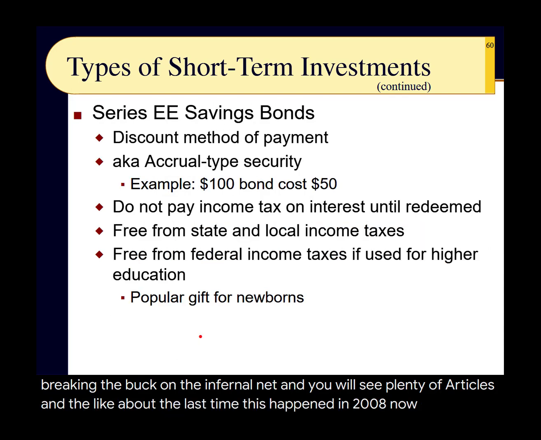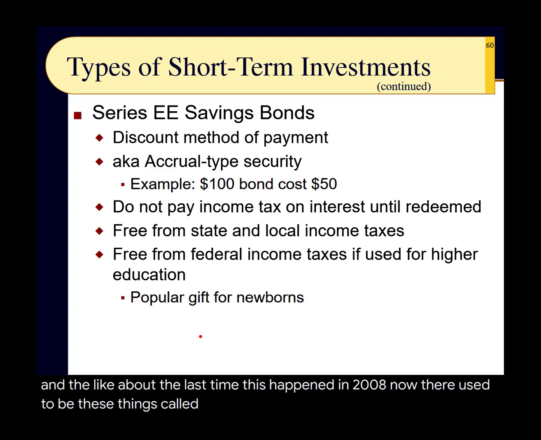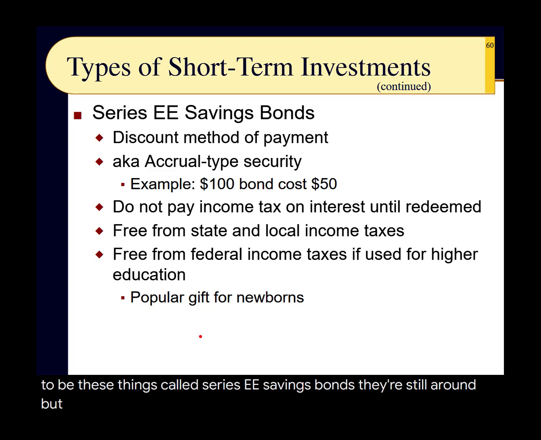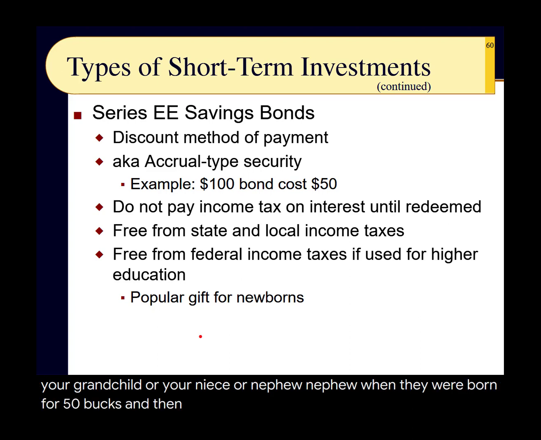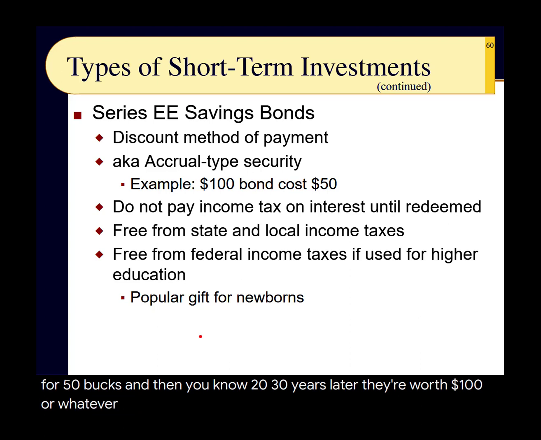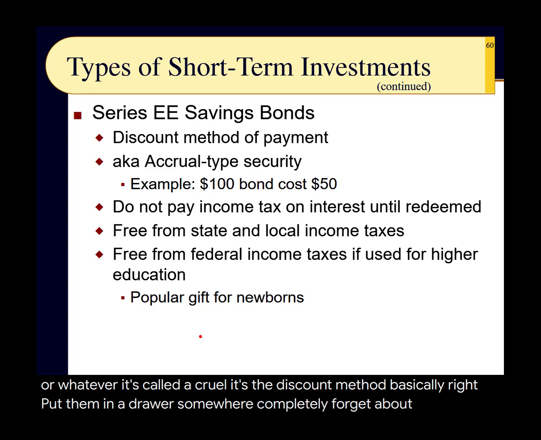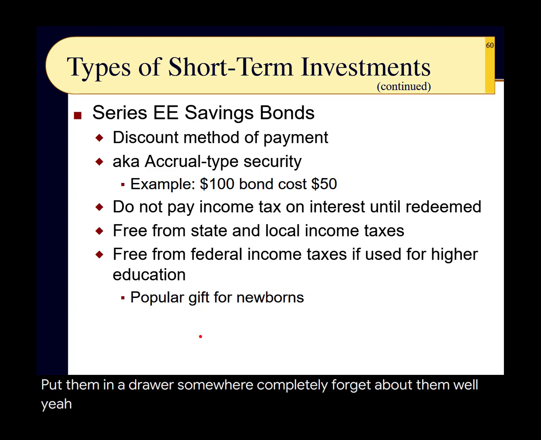Now, there used to be these things called Series EE savings bonds. They're still around, but they're all electronic. And it used to be that you'd buy them for your grandchild or your niece or nephew when they were born for $50, and then 20, 30 years later they're worth $100 or whatever. It's called accrual. It's the discount method, basically, right? And people would put them in a drawer somewhere and completely forget about them. Well, yeah, don't. In fact, check out your drawers.